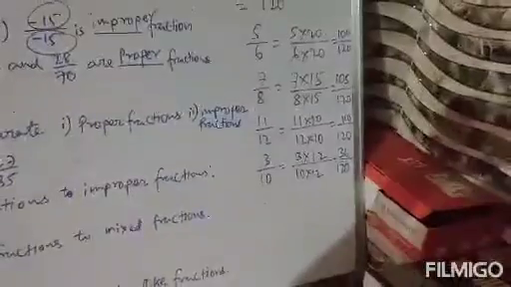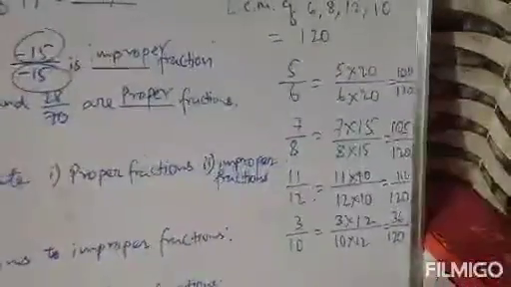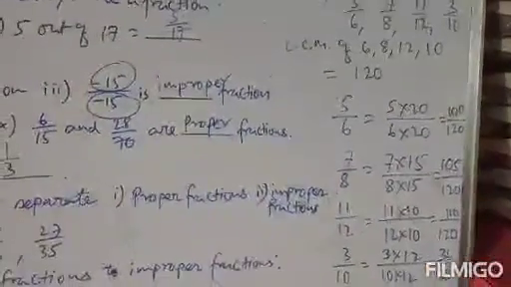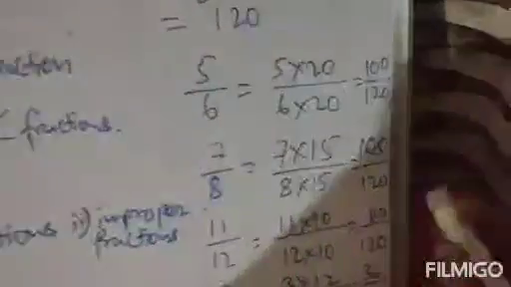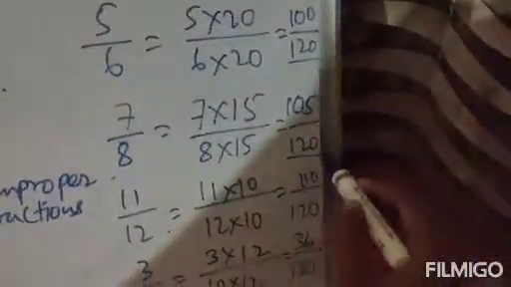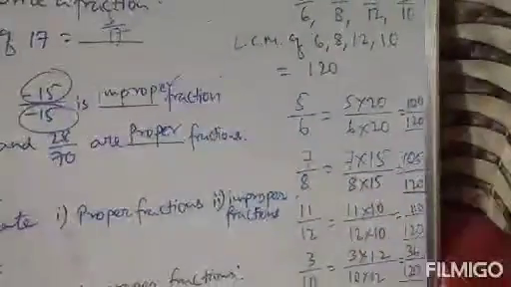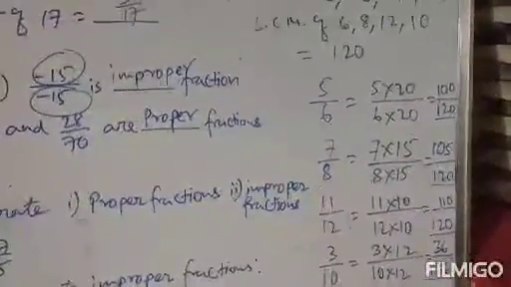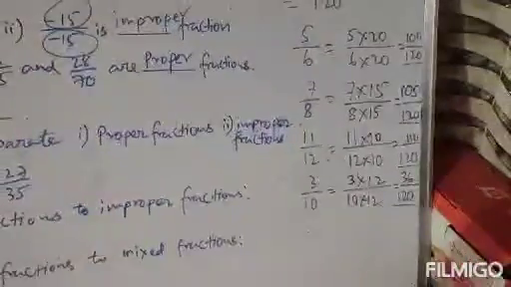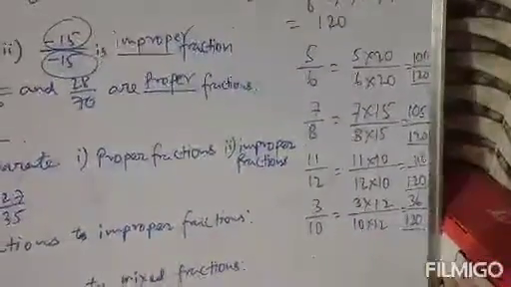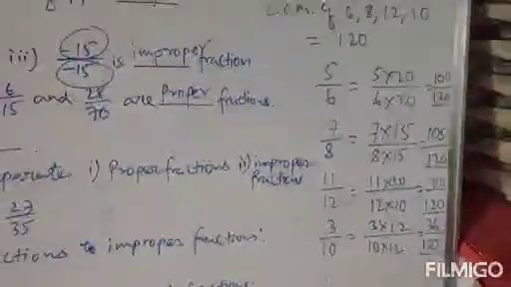Clear? 36 by 120. Now see, all these fractions are converted into like fractions, because all these fractions have denominator 120. That means denominators are already equal, the same denominator. So all these fractions are like fractions. That means we have already converted these fractions into like fractions.